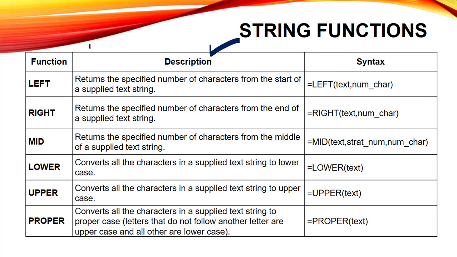The first function is the left function. Suppose in a particular word you want to fetch some letters from the left side. For that case you will use the left function. This left function returns the specified number of characters from the start of a supplied string, or from the left side of a supplied string. The syntax of this function is very simple. We have to write equals to left, then the text followed by the number of characters that we want to fetch. Next we have the right function.